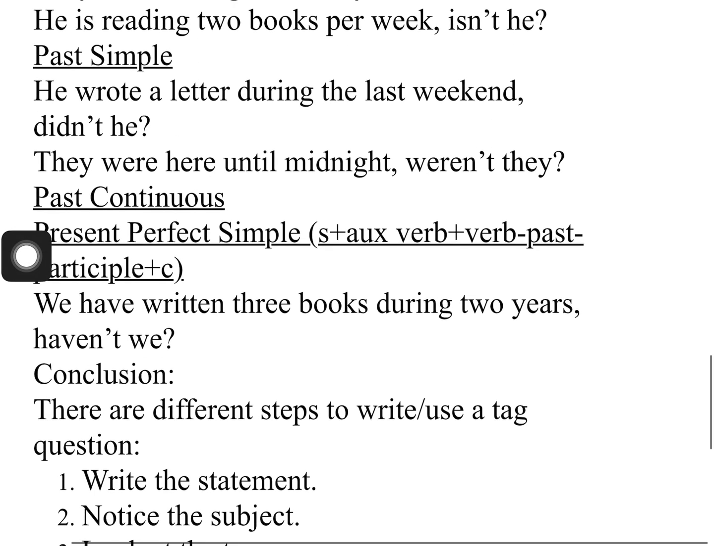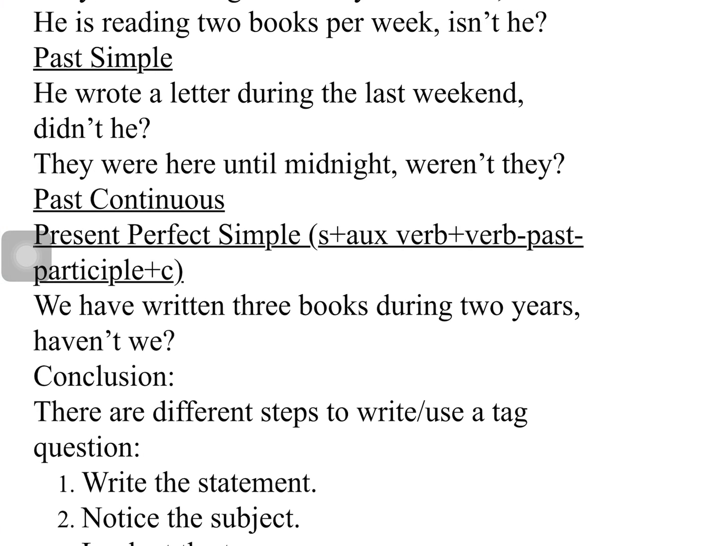The same case or the same situation happens with the past simple. For example, he wrote a letter during the last weekend. But here, remember, the auxiliary verb of the past simple is going to be did. But why didn't? Because here is in positive way, but in a past. He wrote a letter during last weekend. So last weekend, he wrote a letter. In order to confirm something, you just have to use the question in past. Didn't he? Just if it is an action verb.